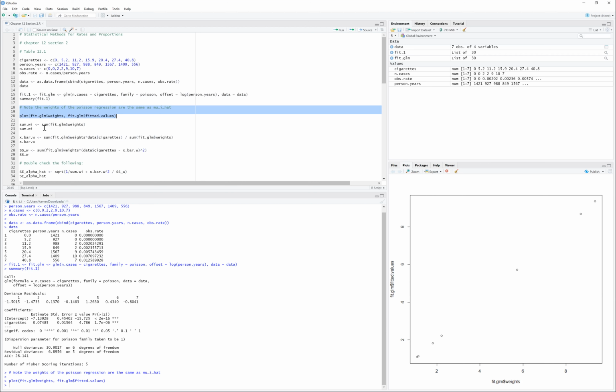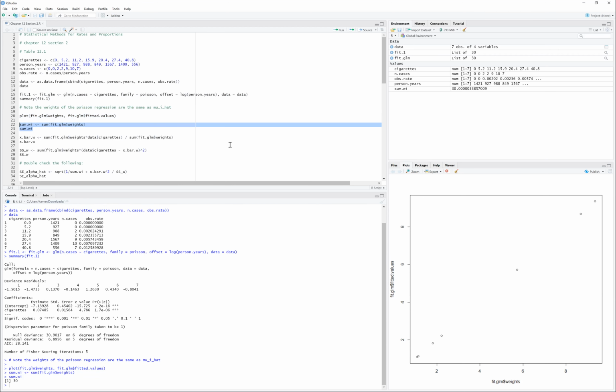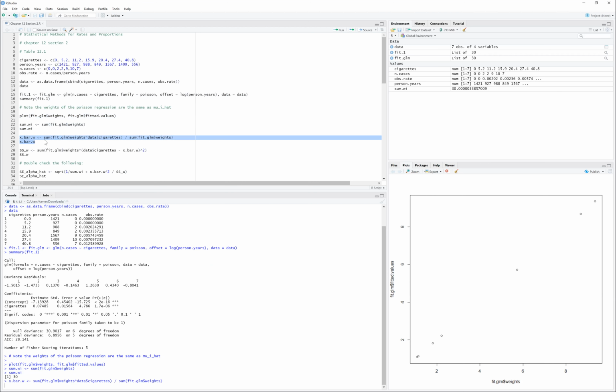Okay, so our sum of WI, which we need for the equation 12.15 to eventually get the standard error hat of beta 0 hat, right? To get this estimated standard error, we're going to need the sum of WI, right? We're going to need X bar W, right? And X bar W is defined on the bottom of page 347 as the sum of the WI times XI divided by the sum of the WI.